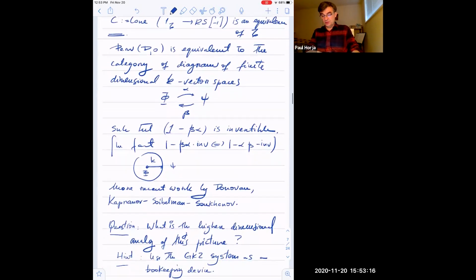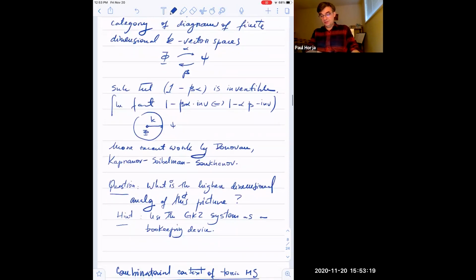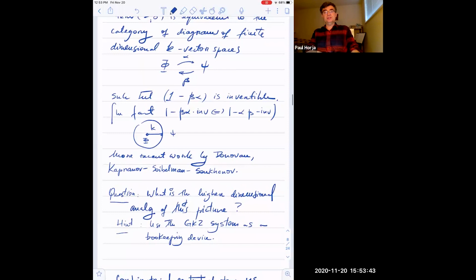I should mention that there is now a quite remarkable paper by Kapranov, Soibelman, and Soukhanov, where they push this a little further and categorify Schobers on actually surfaces, with the main goal of understanding this in the world of Fukaya or Fukaya-Seidel categories.